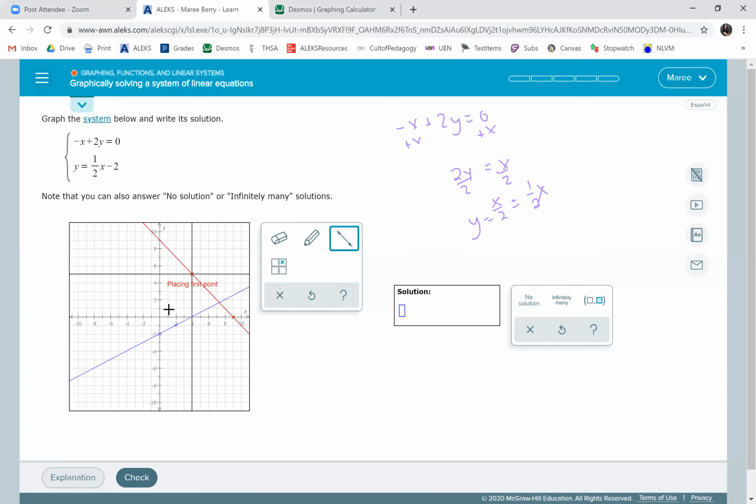So we're going to put 0. Slope is 1/2, so we go up 1 and over 2. Wasn't our slope 1/2 in the other one? Okay, so they both have the same slope, different y-intercepts. They're parallel, which means they're never going to intersect, so there's no solution.